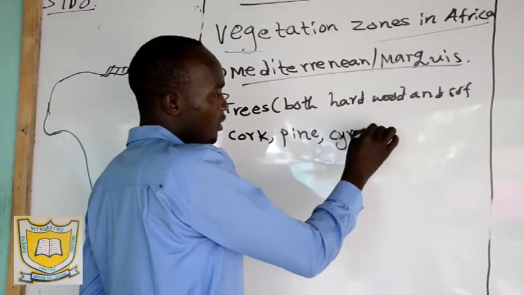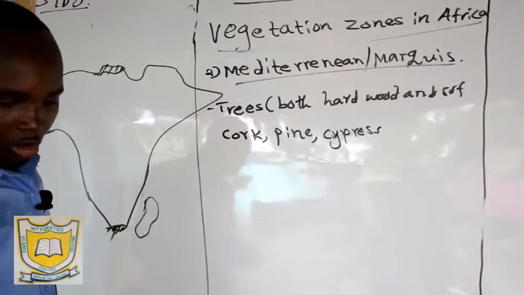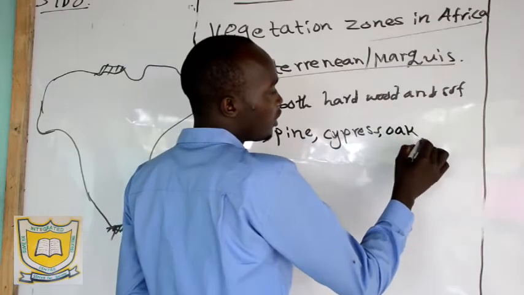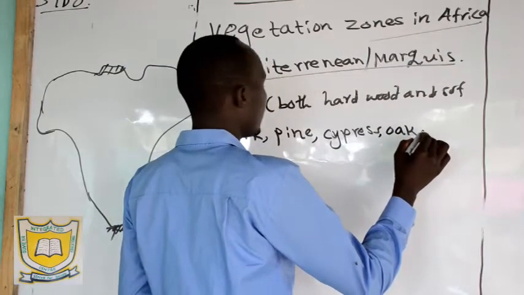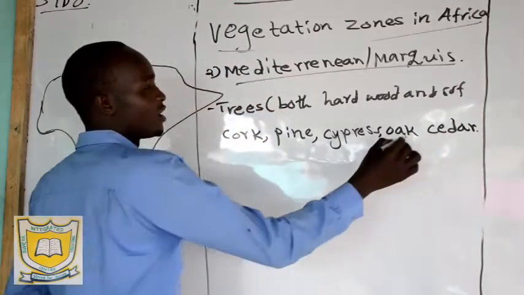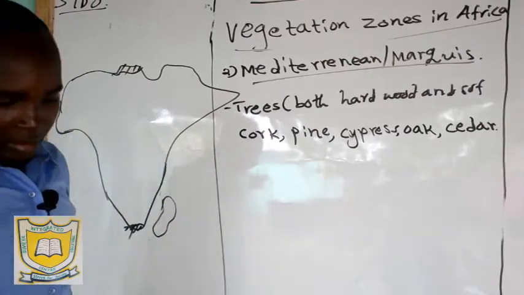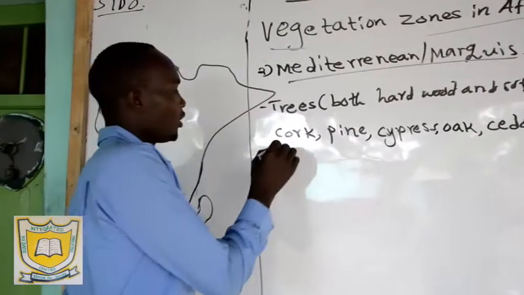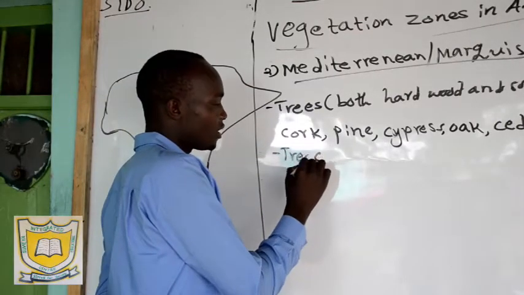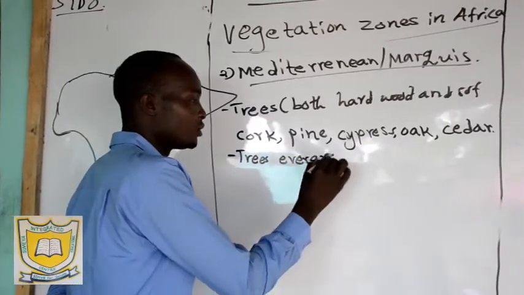Cypress. Then we have another one called oak. Then cedar. So we have oak, and then we also have cedar. These are some of the types of tree species found in this forest. So you'll find it like that. And then we have also the trees are evergreen.